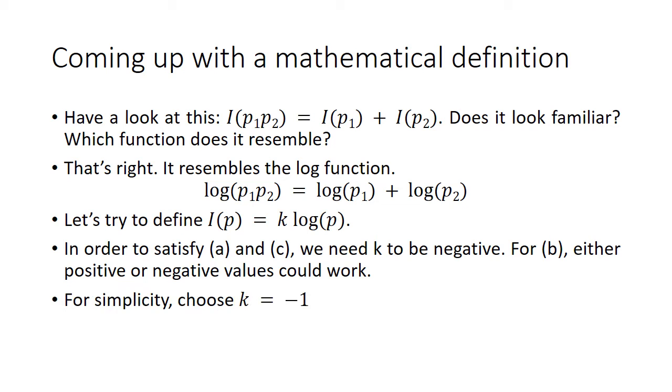So you need K to be negative. Let's choose a value of K that is negative. For simplicity, we'll choose K to be negative 1. And as simple as that, we have an expression for information. Information conveyed by an event P is minus log P. As simple as that. Okay, let's get into the next slide.